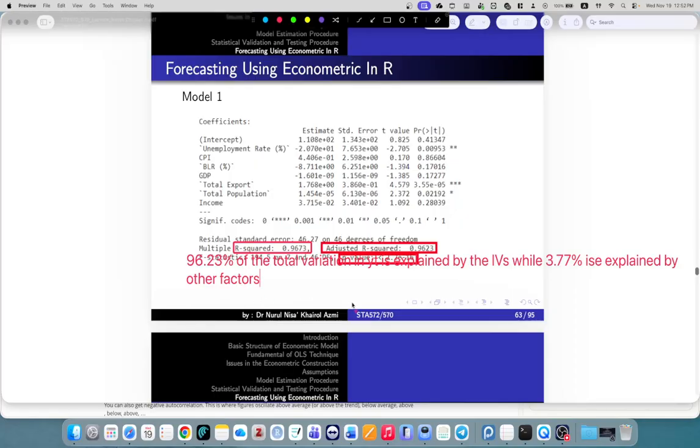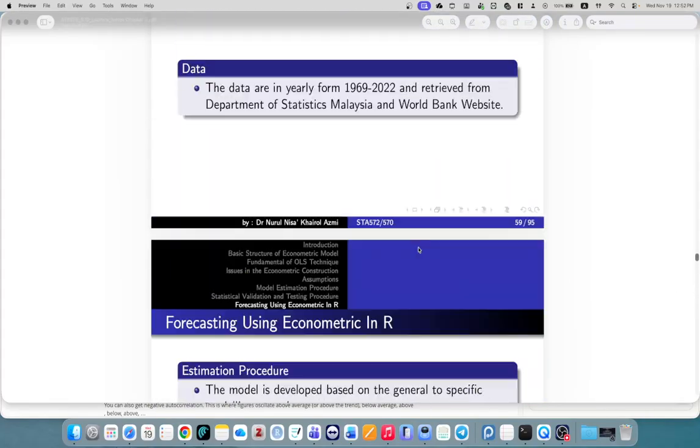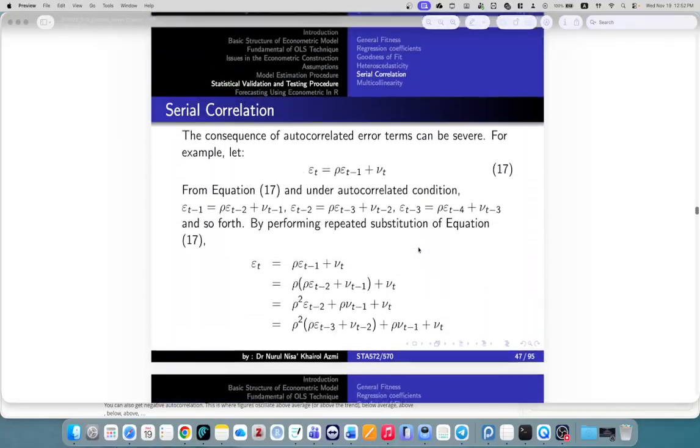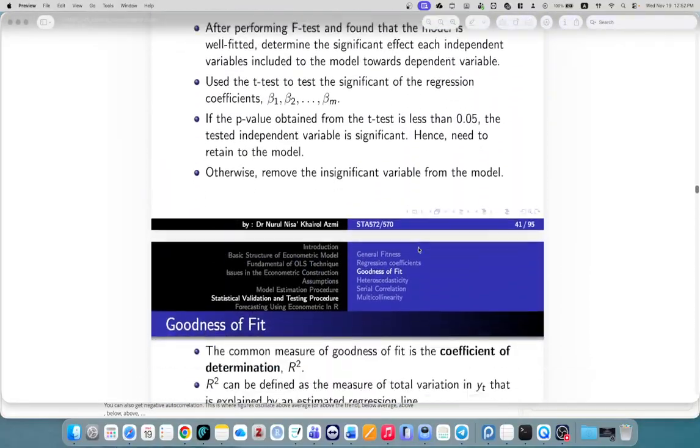It means that when you take a look at the total variation here, it shows how much information of your variable is explained. So 96.23 is quite high. That's why we can use this R squared to justify the goodness of fit of our models. Right, so that's about our R squared.